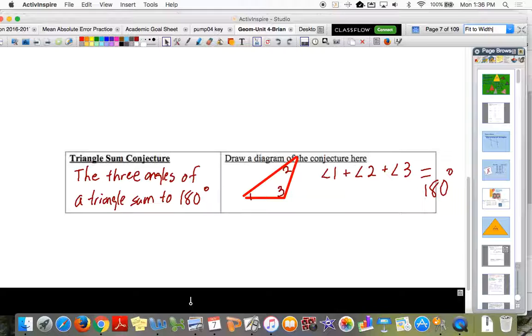And if you can imagine, if we were doing that as a class, we all had our individual triangles, we would all come to that same conclusion. And that is that the three angles of a triangle sum to 180 degrees. So if we have three angles of a triangle, then they sum to 180 degrees. You can sketch out the diagram over on the side. Just sketch out a triangle, label its angles 1, 2, and 3, and we're saying angle 1 plus angle 2 plus angle 3 sums up to 180 degrees. I'll give you just a few more seconds to write that down if you have not already.